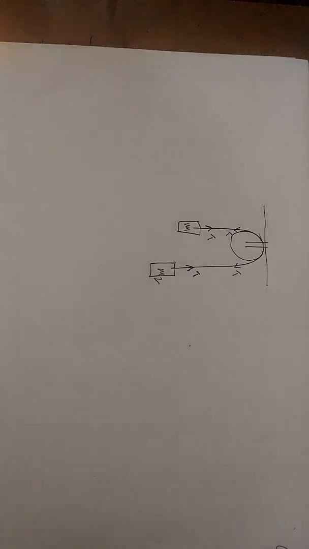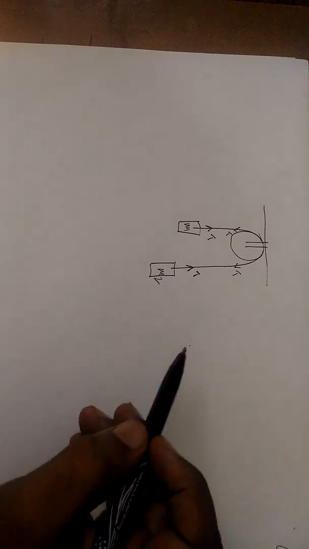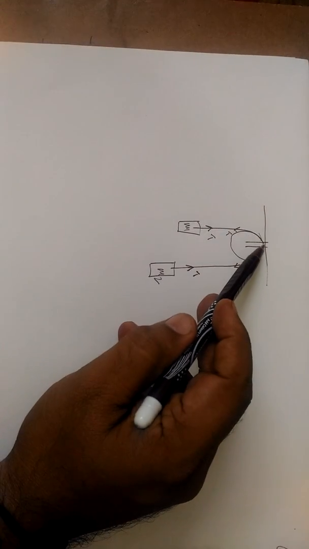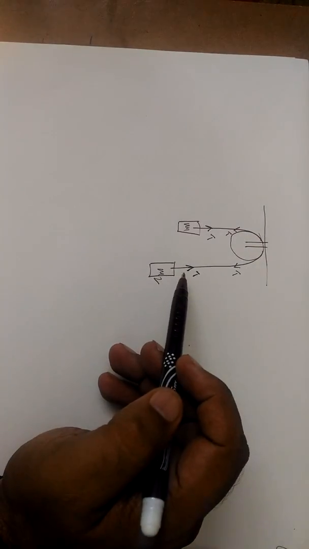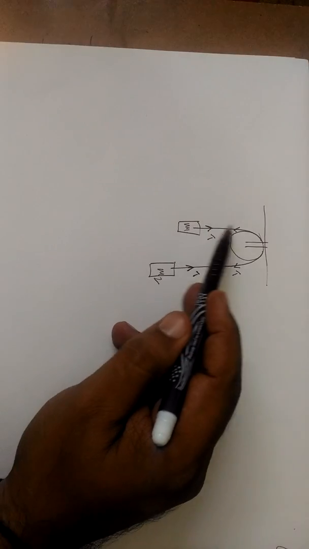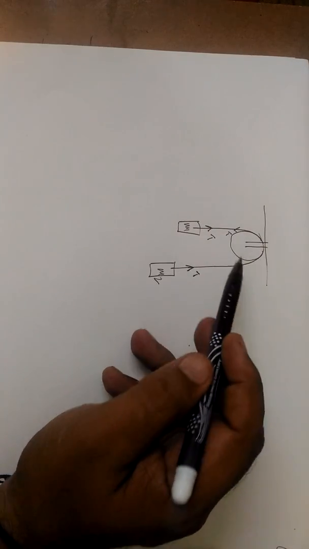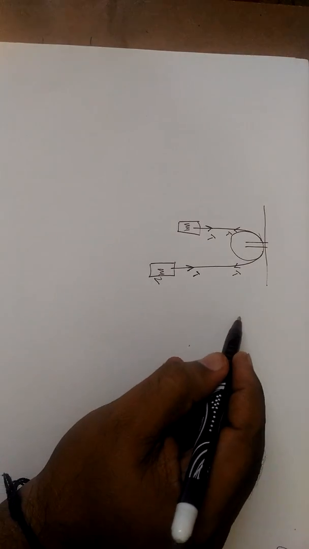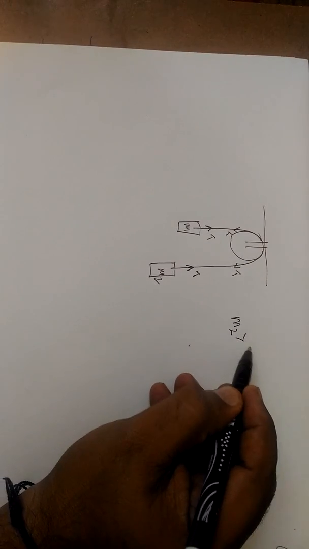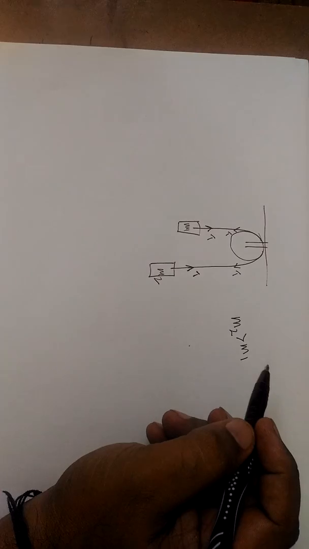Hello, let's look at how pulley problems should be done. In this picture that we see over here, we are seeing a pulley, and we have two masses on both the sides, and we have a string here, and there's no friction here. And let us take this mass m2 is greater than m1.